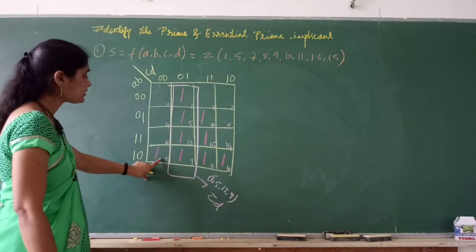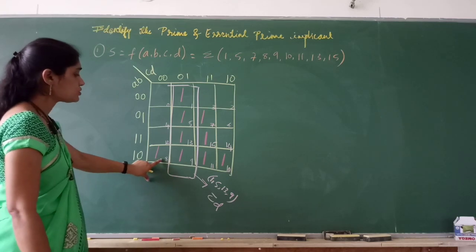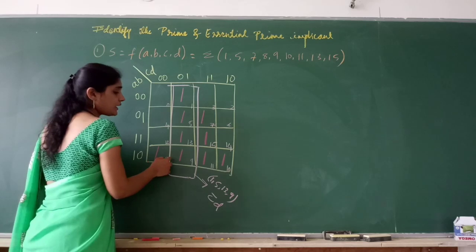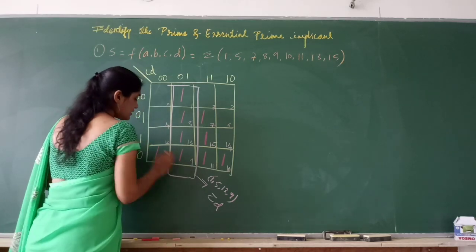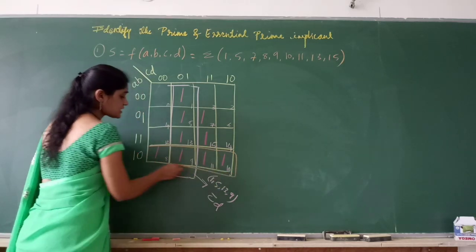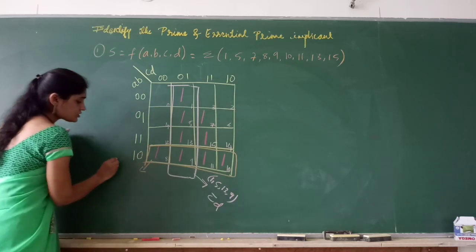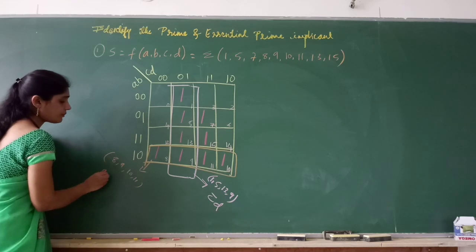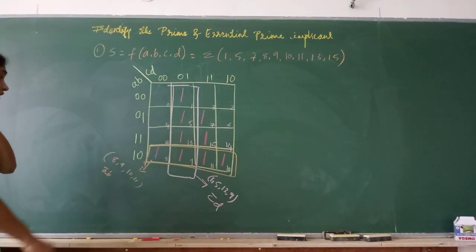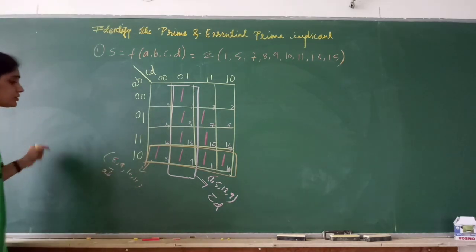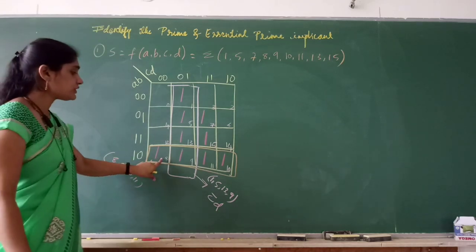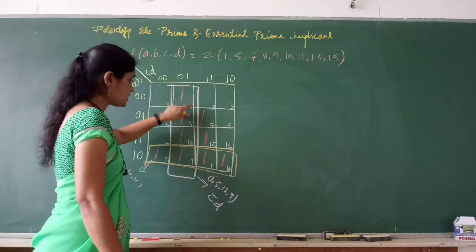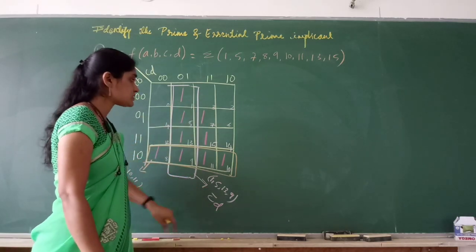Now, how do we cover the min term 8? The only option I have is to group 8, 9, 10, 11. If I group 8, 9, 10, 11, what is the equation I get? A, B bar. Sorry, A, B bar. I'm sorry. A, B bar I am going to get. Correct? So in order to cover this, I have gone for 8, 9, 10, 11. In order to cover the other min term, I have used 1, 5, 13, 9, which gives C bar D.